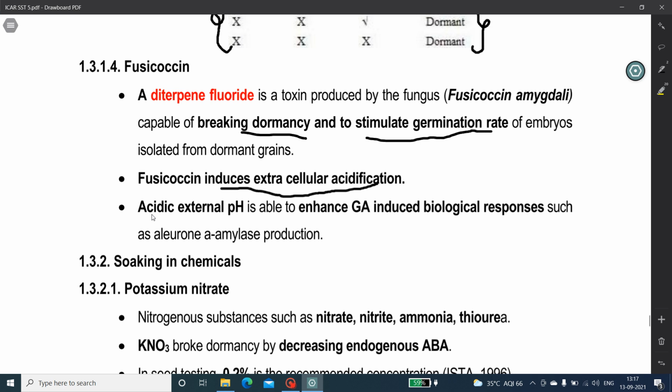A treatment of fusicoccin was as effective as kinetin, ethylene and gibberellic acid in alleviating dormancy, suggesting that it may affect processes common to both cytokinin and gibberellin. And it was reported to have no effect on endogenous abscisic acid content but strongly reduces the inhibitory effect of abscisic acid on germination, suggesting that it may directly interfere with ABA signal transduction.